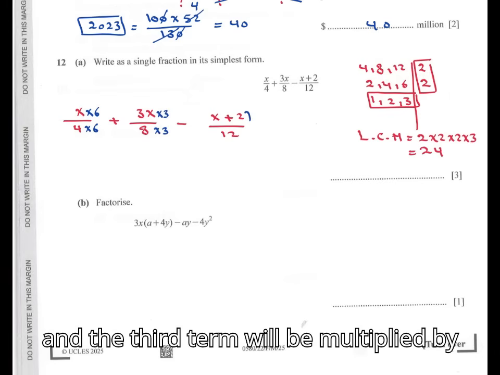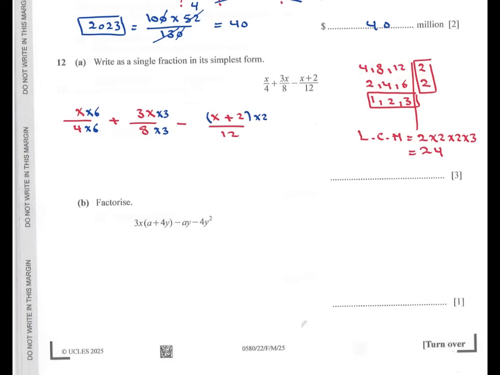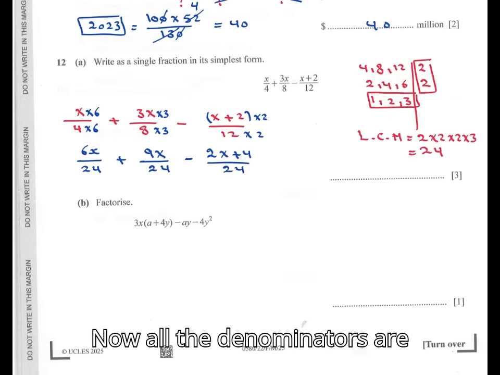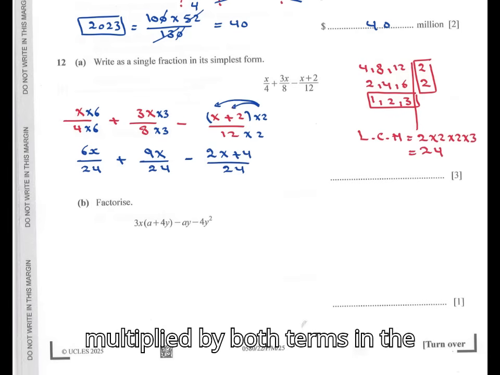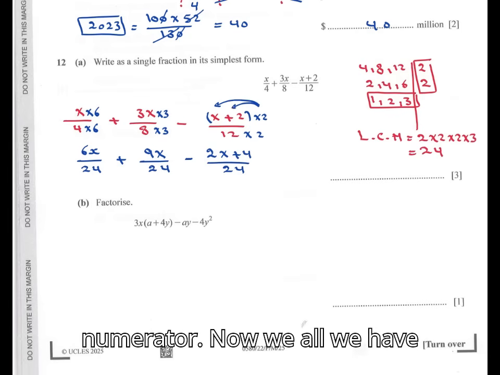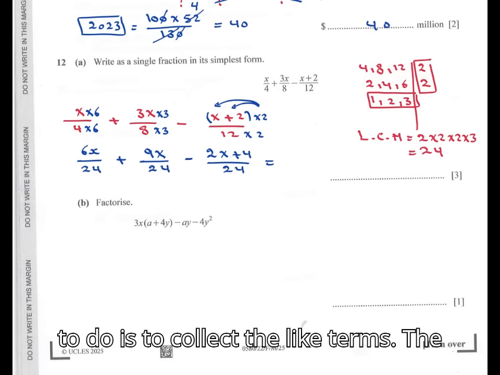And the third term will be multiplied by 2. 6 times x is equal to 6x over 24 plus 9x over 24 minus 2x plus 4 over 24. Now all the denominators are the same. Beware, the 2 will be multiplied by both terms in the numerator. Now all we have to do is to collect the like terms.